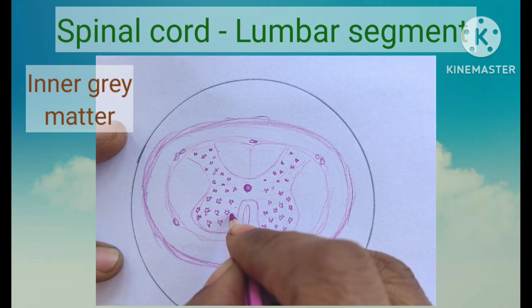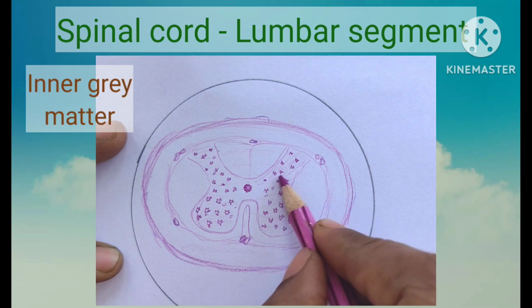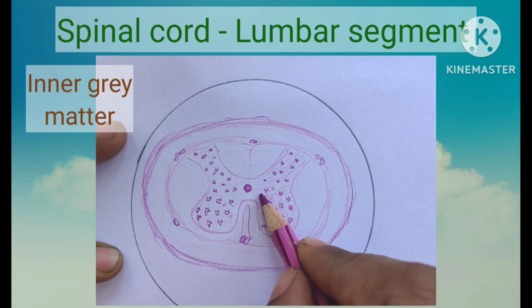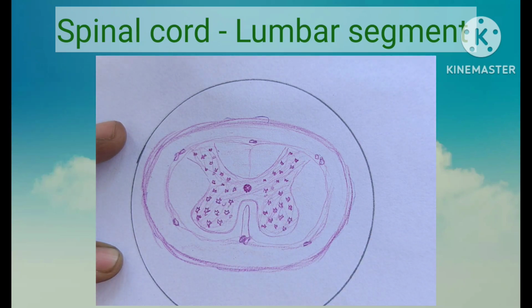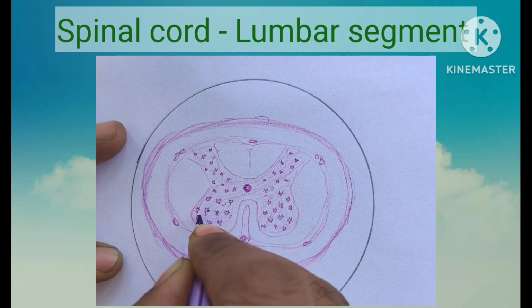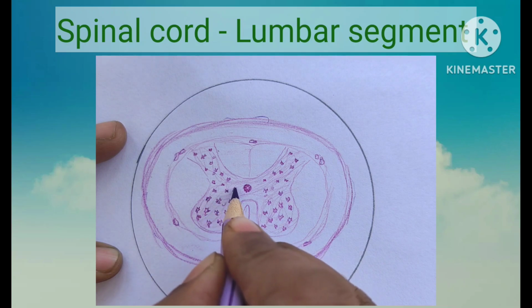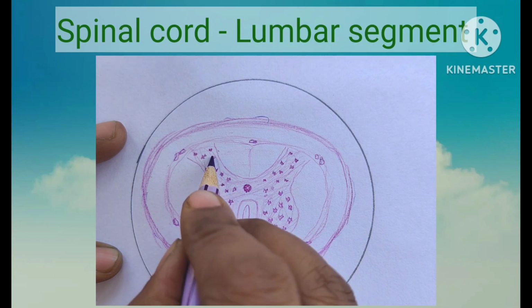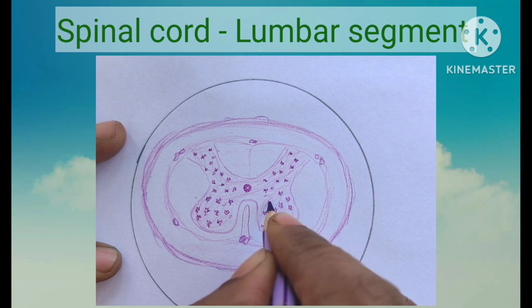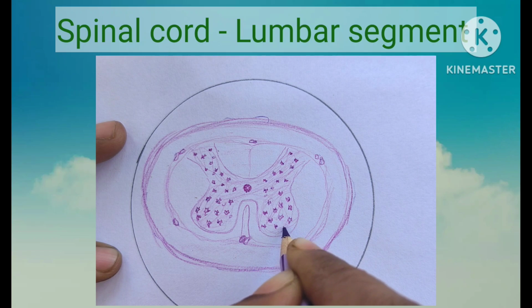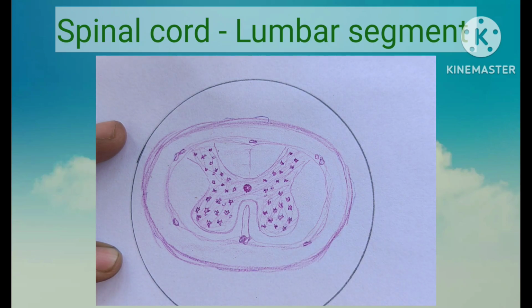The position of the central canal also, you should keep in mind. It is anteriorly placed in cervical and thoracic, centrally placed in lumbar, and little posteriorly placed in the sacral segment. That's again gray matter. White matter also, in the same way we are going to draw the bundles of axons and the nuclei for neuroglial cells.